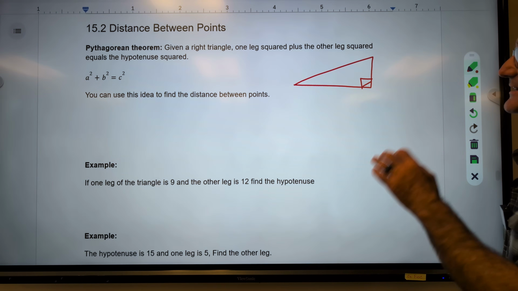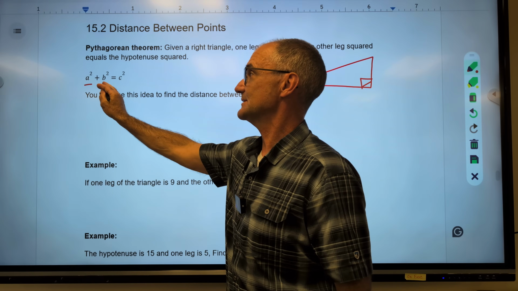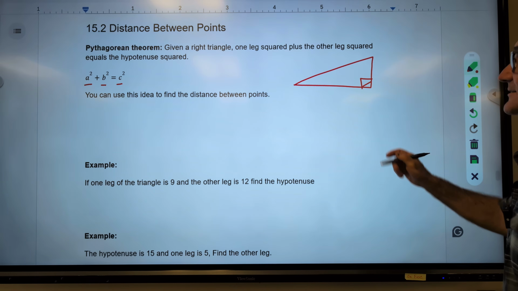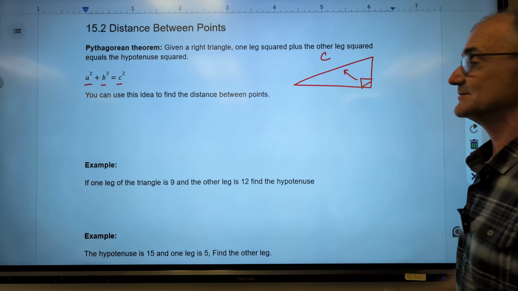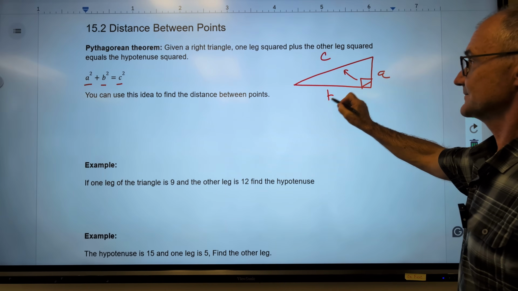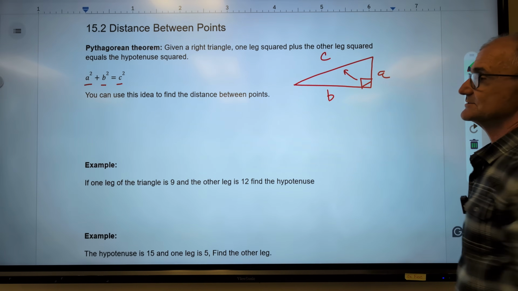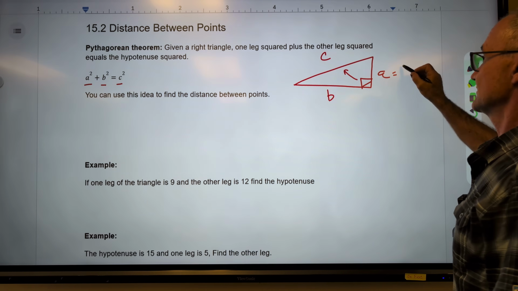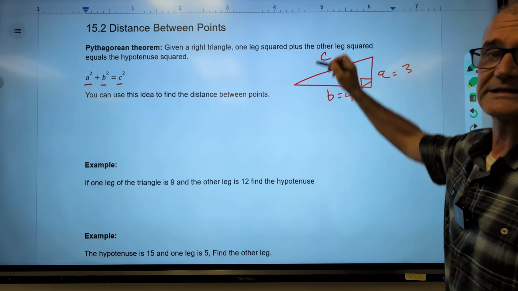Okay, on the Pythagorean theorem, this has to be a leg, this has to be a leg, this has to be the hypotenuse. In a right triangle, there is only one hypotenuse. It is always opposite the right angle. And then there are 2 legs. So one leg squared plus the other leg squared equals the hypotenuse squared. So if this is, say, 3, this is, say, 4, what is C?